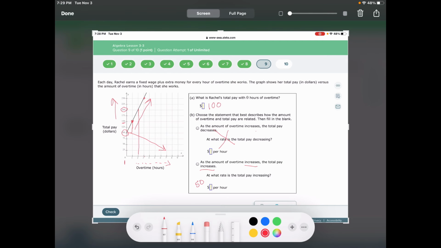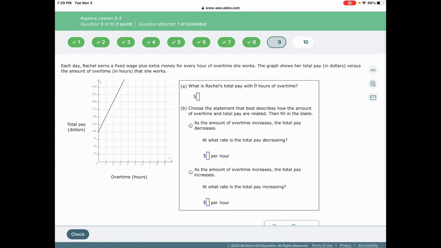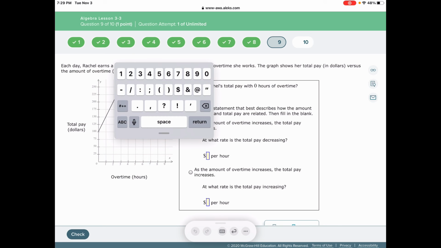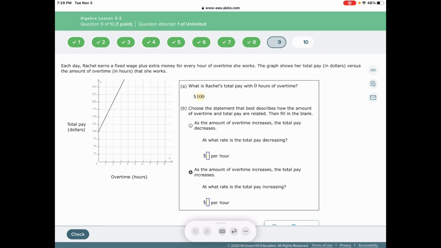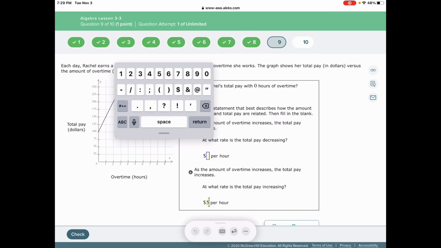Okay, so let's see if I can remember to enter these. This was 100. This was not the right one, but this was $50 per hour. Check.